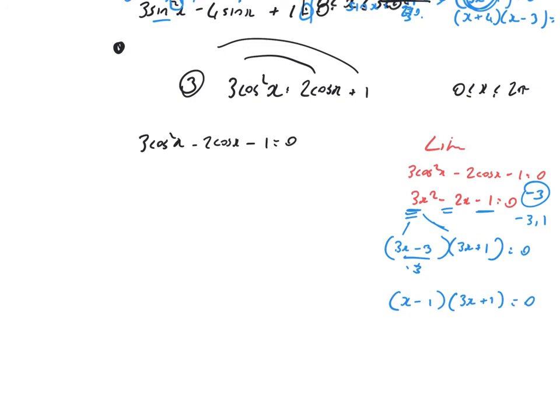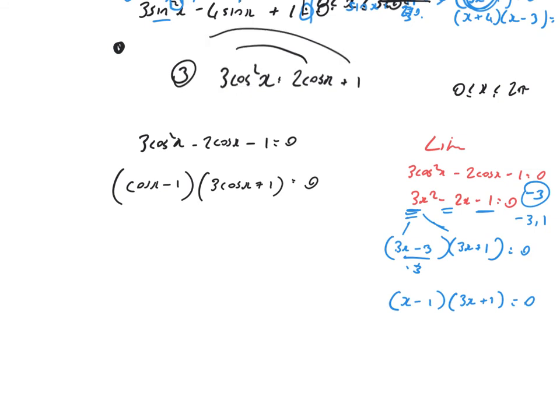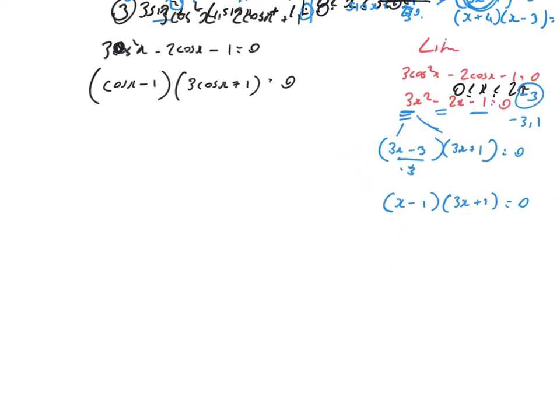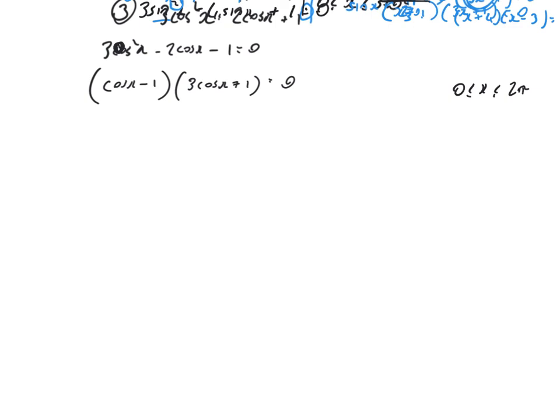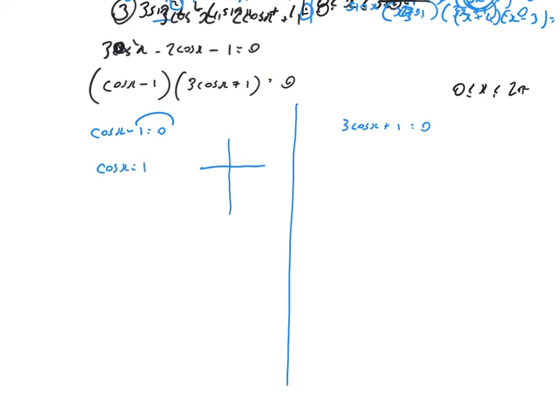Okay, let's bring it back in with the trig in it. So that's going to be cos x minus 1, bracket, 3 cos x plus 1 is equal to 0. Okay, next move, let's get a line down the page. Over here I've got cos x minus 1 equals 0, and over here I've got 3 cos x plus 1 is equal to 0. So it's going to be cos x equals 1. Let's get the CAST diagram up, and let's continue on with this one.